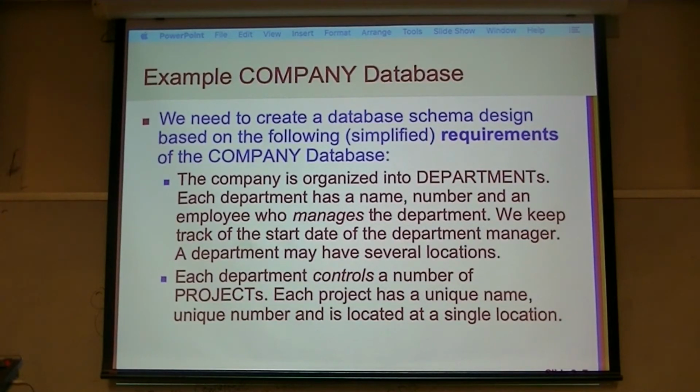Then the second one, good. Each department controls a number of projects. Each project has a unique name, a unique number, and is located at a single location. It's the same thing: there is a department, and each department has a number of projects.